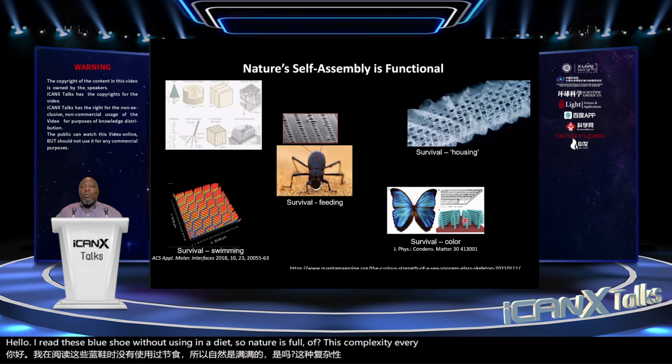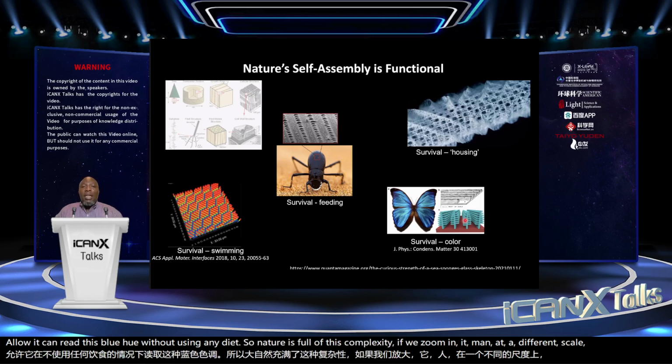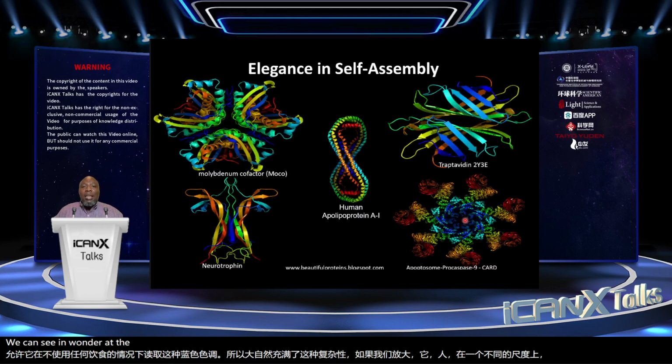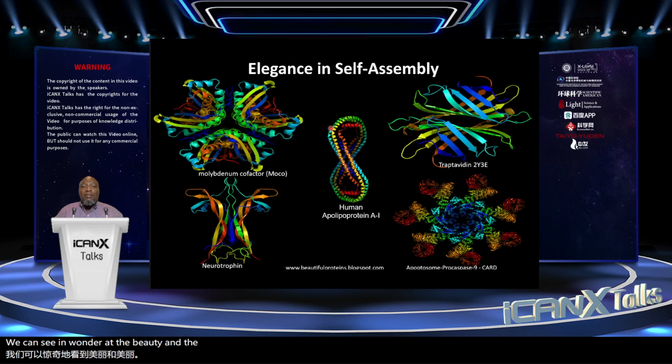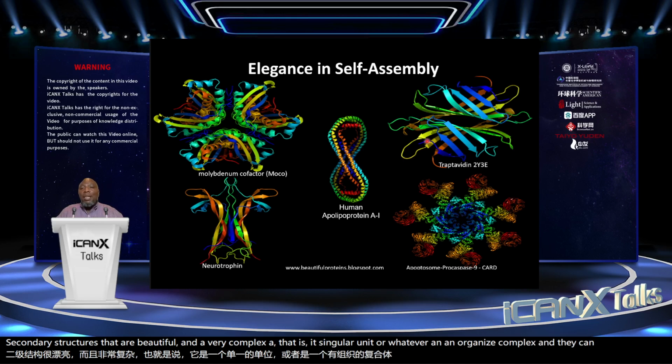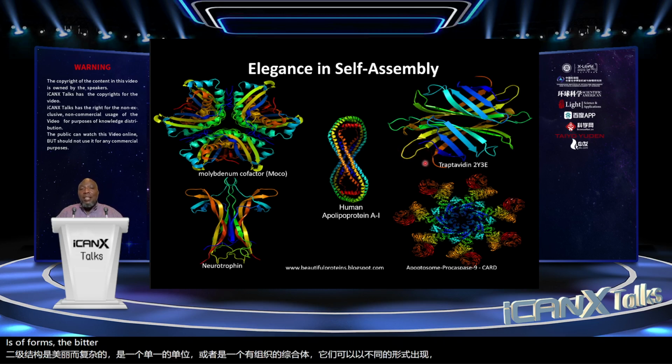If we zoom in even at a different scale, we can see and wonder at the beauty and the kind of structures that proteins form. These are peptides that are polymerized, but then based on how they organize themselves, they can form secondary structures that are beautiful and very complex, either as a singular unit or as an organized complex. And they can appear in different forms, the beta sheets and the coils.